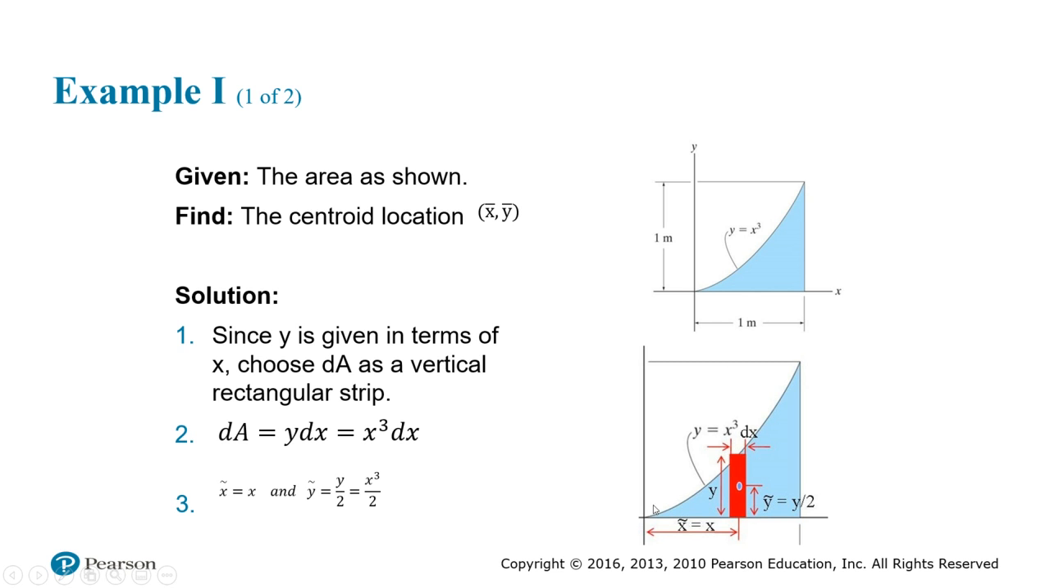But remember, I'm going to integrate. I'm going to allow x to vary from 0 to 1. So I'm going to want anything that involves y to be expressed in terms of x. So rather than write dA as y dx, I'm going to write it as x cubed times dx.